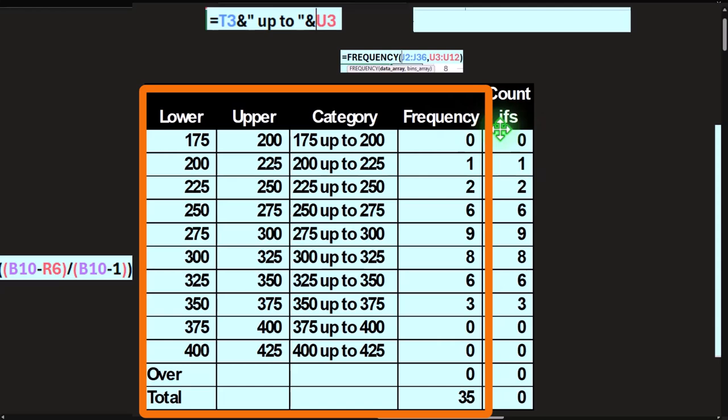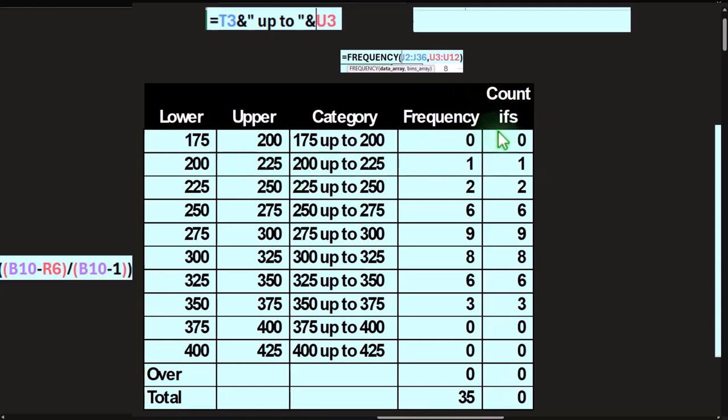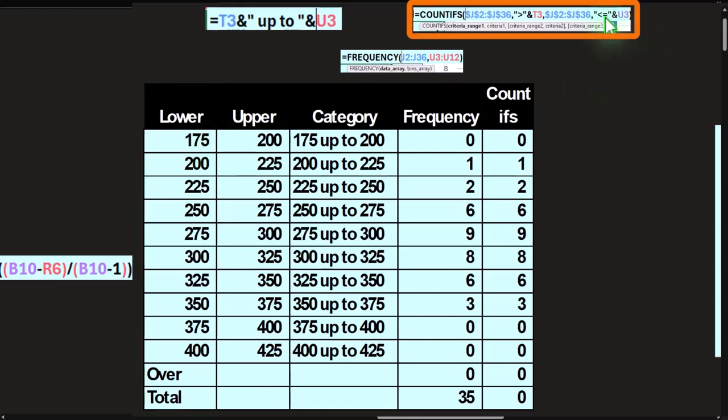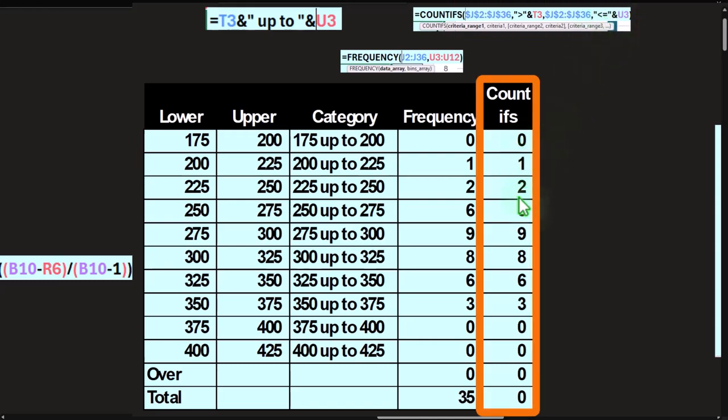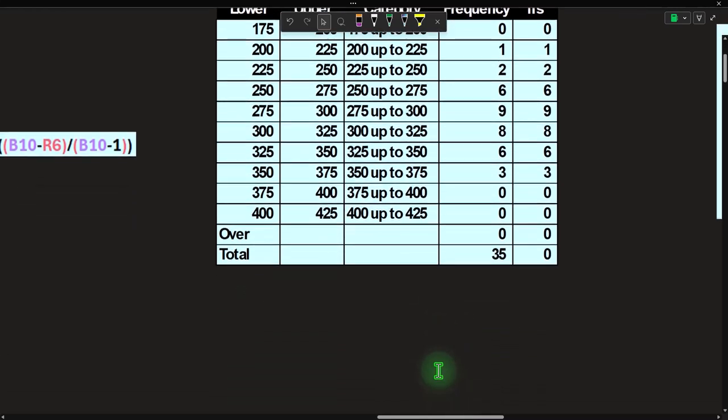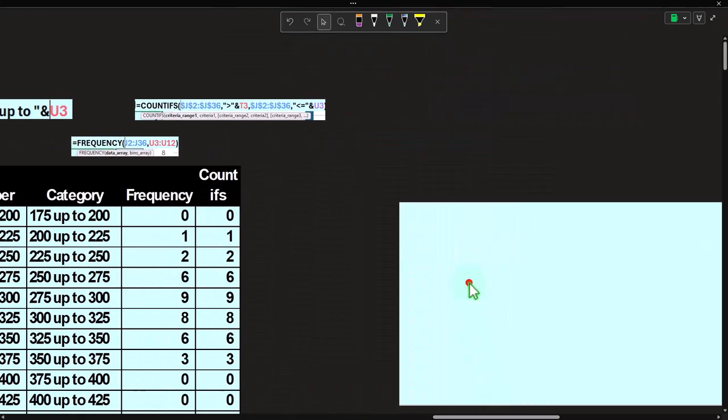You can also do this if you set it up this way with an if function. This is a COUNTIFS with two conditions. It has to be greater than this, and notice I have the equal sign on this side here. And we get the same results with these two ways that we can calculate this. And then we can graph that.